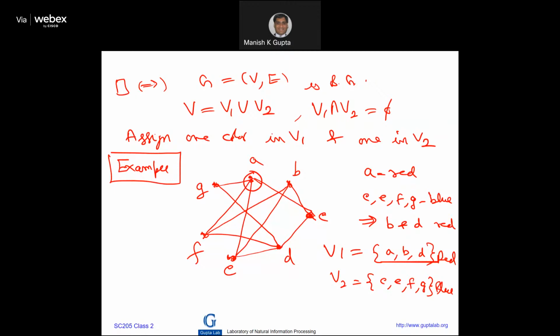This is the property you need to keep in mind, right? So this graph is a bipartite graph because we are able to assign two different colors to the vertices such that no two adjacent vertices are assigned the same color. So this is a graph which is bipartite. These three are red and the others are blue.